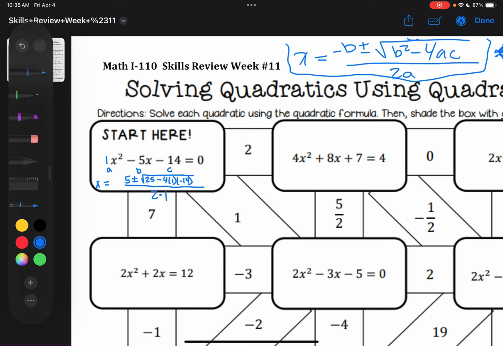I'll simplify this one just so you can see how it's supposed to go. I'll just leave the others there, but for this one, I'll show you how to simplify it down. So we're just going to focus on our square root over here, right? So this is going to go to 5 plus or minus the square root. 25 is going to stay the same. Let's simplify our -4 times -14.